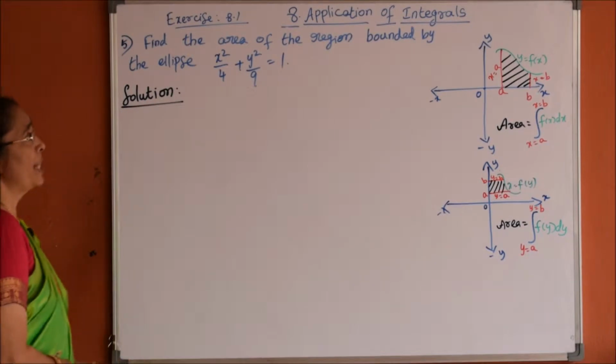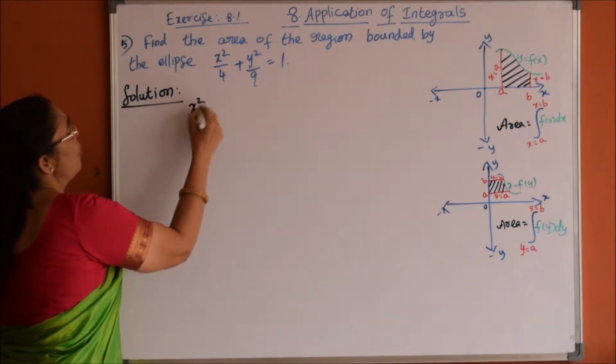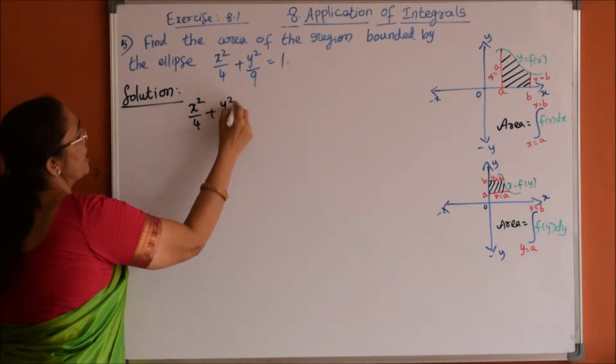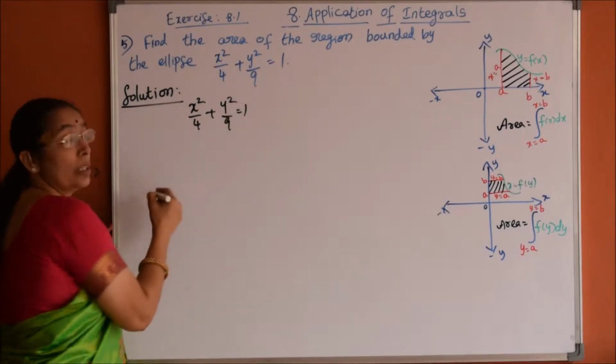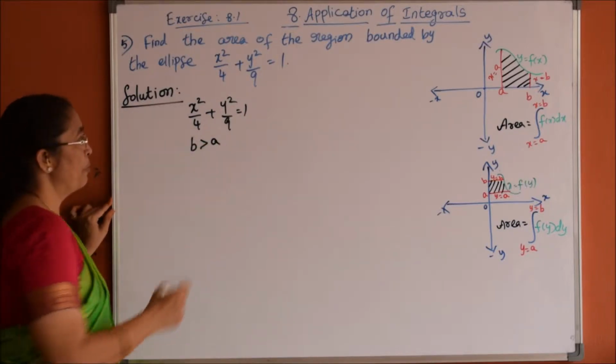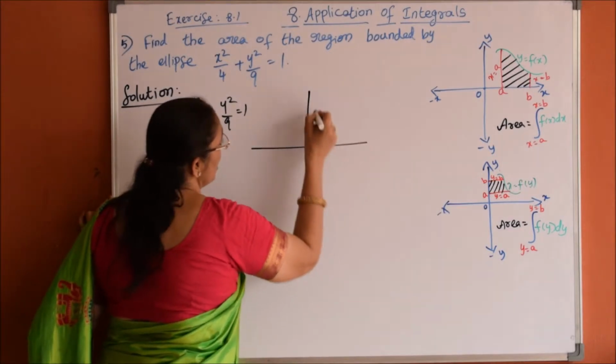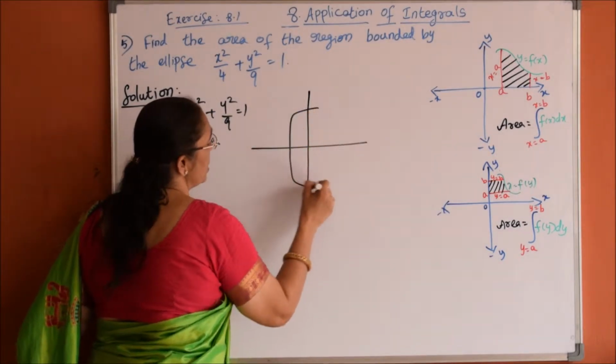Problem: Find the area of the region bounded by the ellipse x square by 4 plus y square by 9 is equal to 1. Here the b value is greater than the a value. Therefore, the ellipse is symmetric about the y axis. It is the second form of ellipse. Your ellipse is in this form.